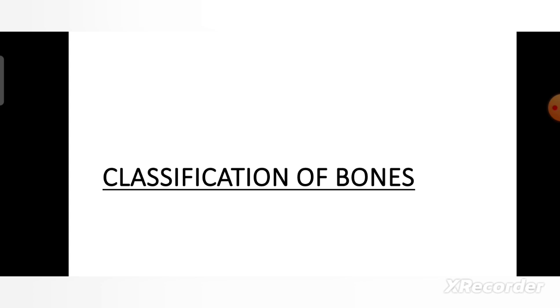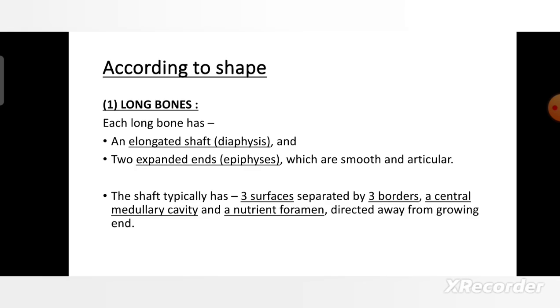So in this presentation, we'll talk about the classifications of bone. So first classification is according to shape. First is the long bone. Each long bone has an elongated shaft which is known as diaphysis and two expanded ends which are known as epiphysis, which are smooth and articular. Articular means which are involved in the joint.